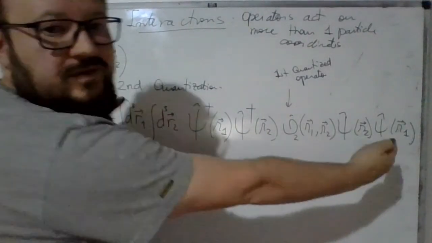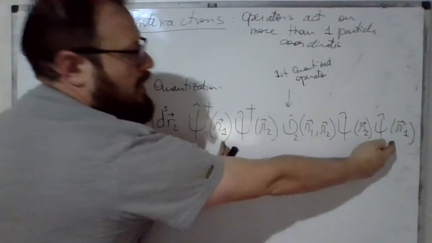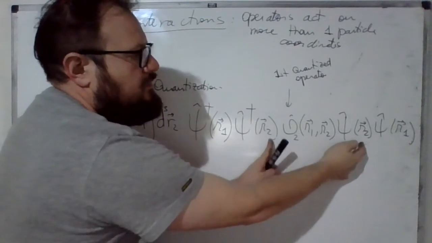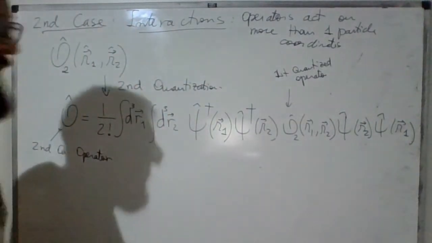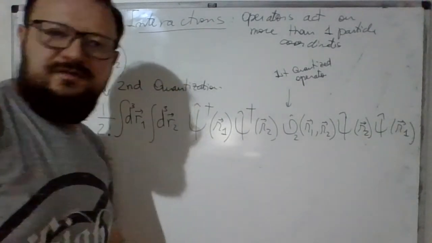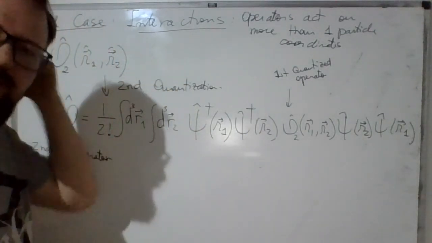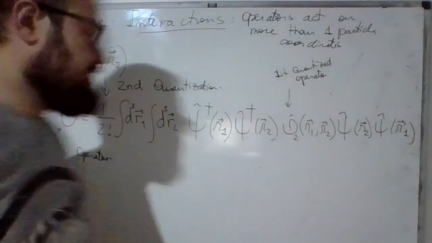So the most external has R1, the internal has R2 indices. And this corresponds to the interaction of two particles. Okay? So a two-particle interaction.